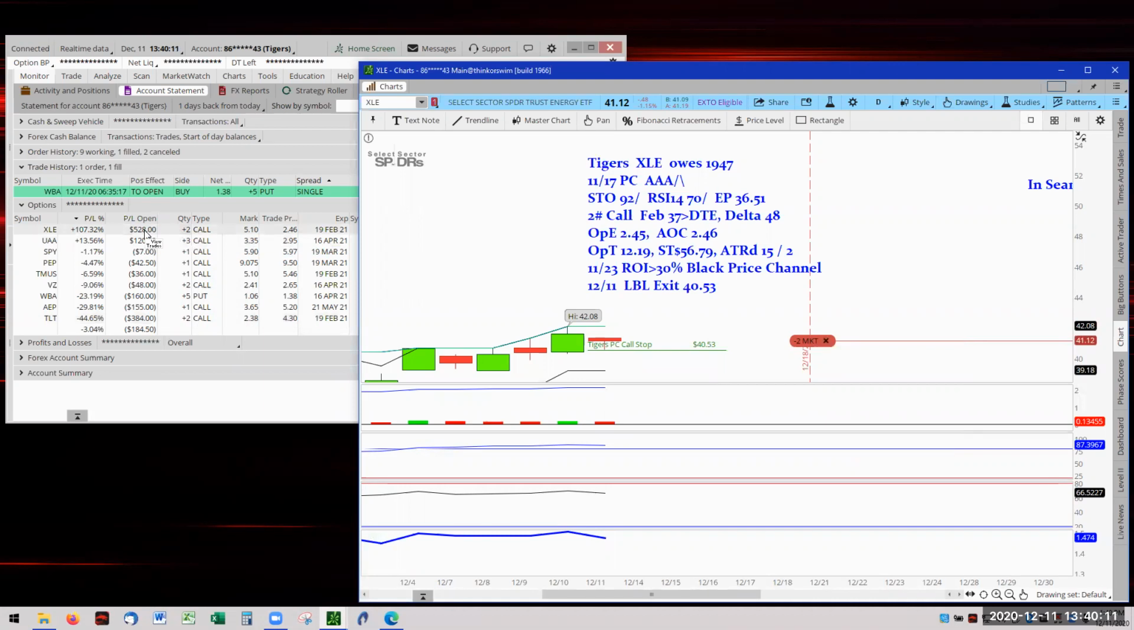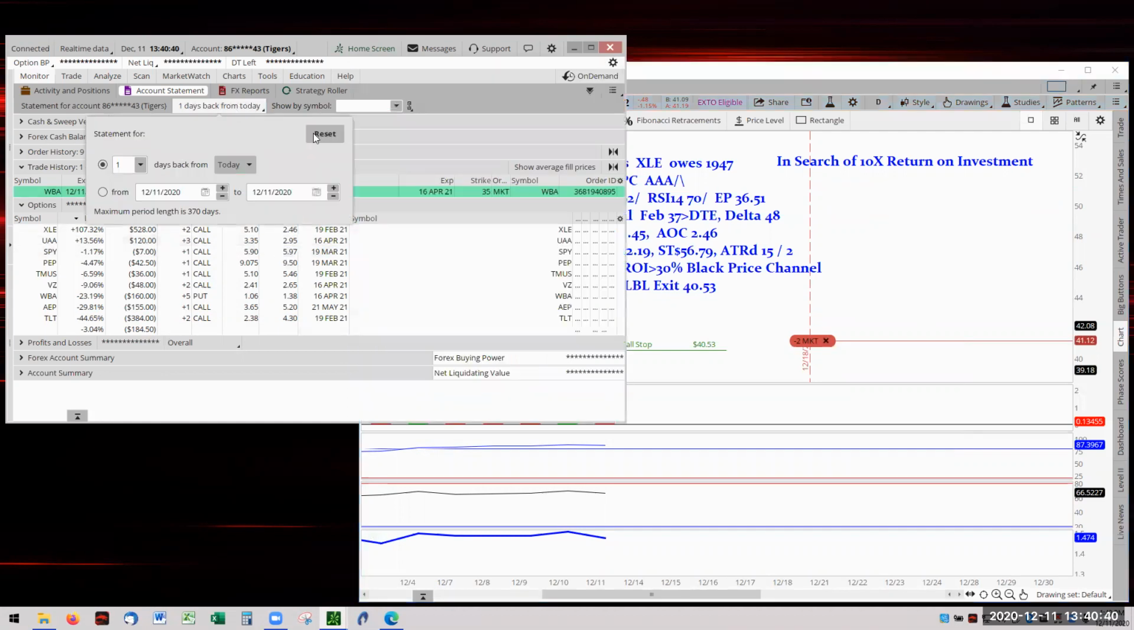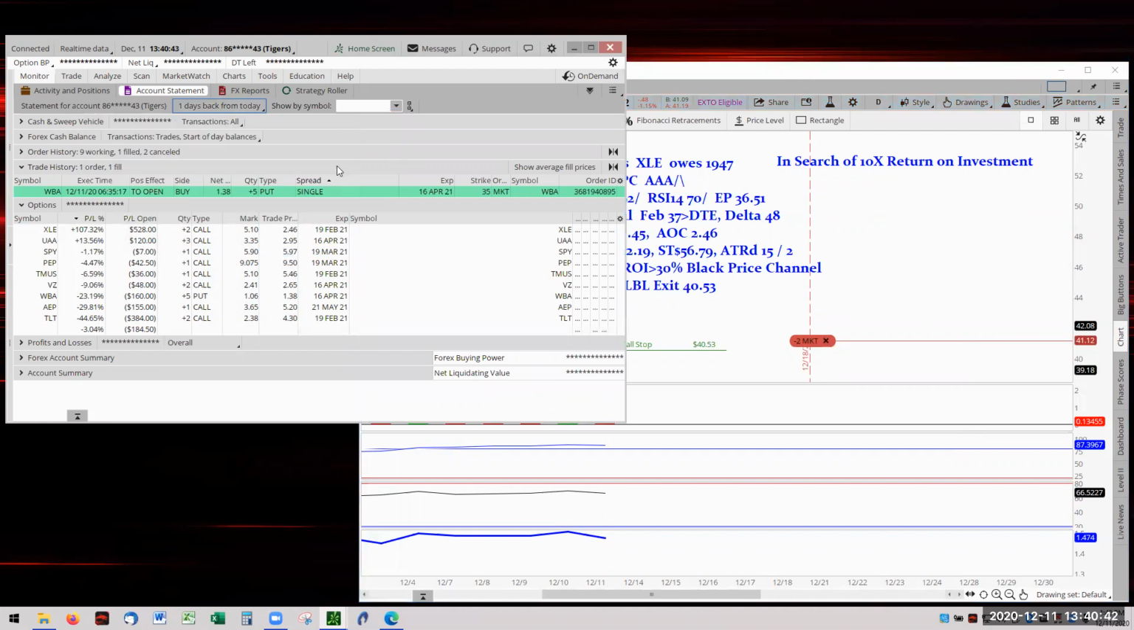That still gives us $500 against an owed of 1947, taking us well into the 1200s. This is our objective for 2021, in search of 10x returns on investment. That's our objective, and we'll be assigning a new strategy to the Tigers team and a strategy to the Alphas team. Okay, with that said, let's go on now to make sure that the Visa is correct.